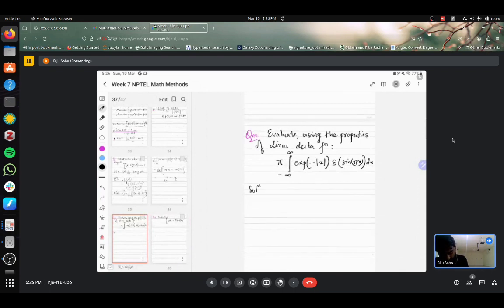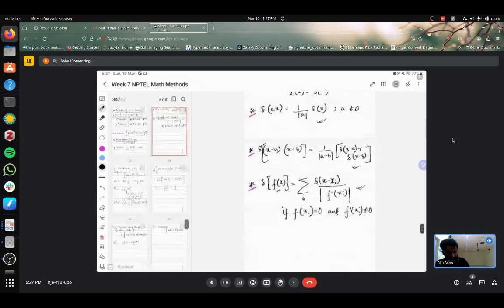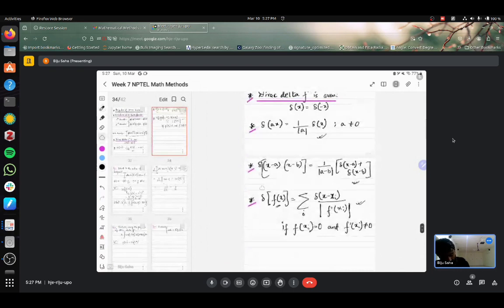Now let me solve this. So in this basically your f(x) is sine pi x. So we have to use this property.